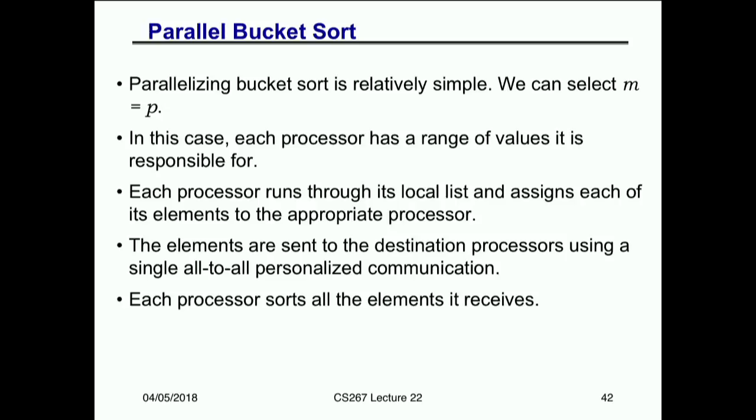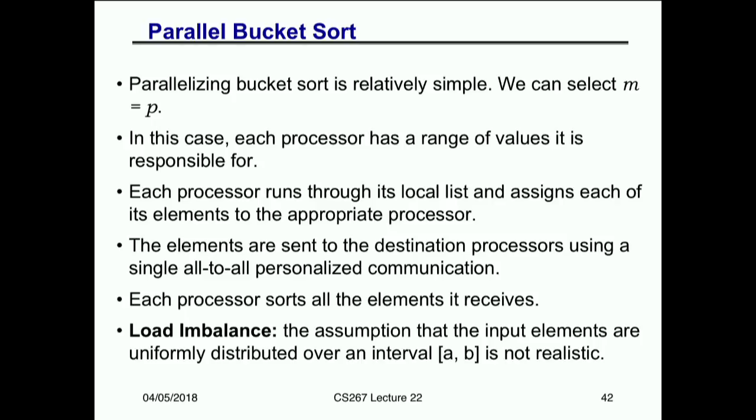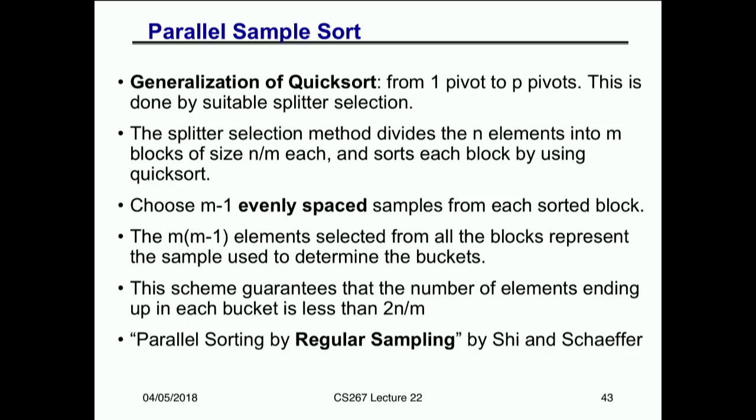Parallelizing this idea is really simple. You just choose the number of buckets to be the number of processors. Essentially, lots of words that I already described. You go over your data, you choose the bucket, you do a big all-to-all, and then everyone will locally sort the output, done. Load imbalance might happen if your data is not uniformly distributed, but in general, you'll be fine.